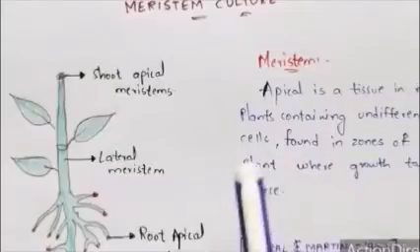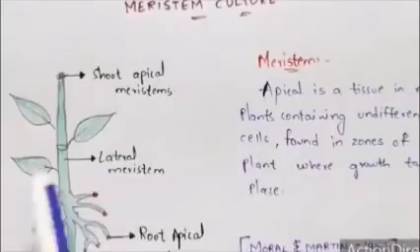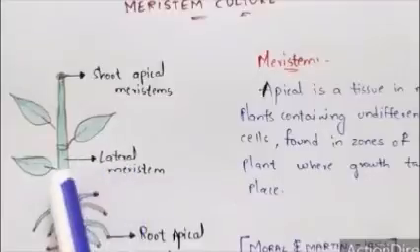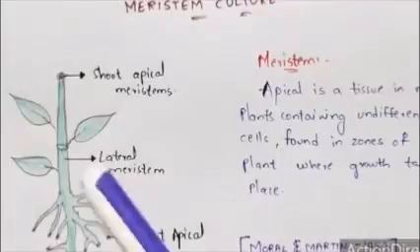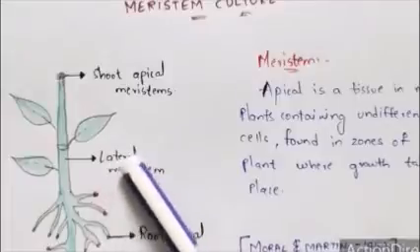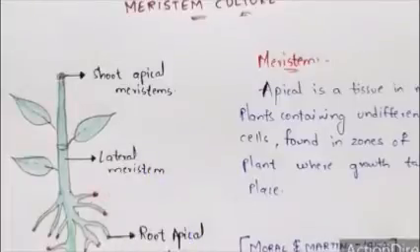That is the definition of the apical meristem, and this will be your lateral meristem. This whole region is said to be lateral meristem because at this region the lateral growth also occurs. The name itself indicates that the lateral meristem is nothing but lateral. So basically, this is about the meristem.